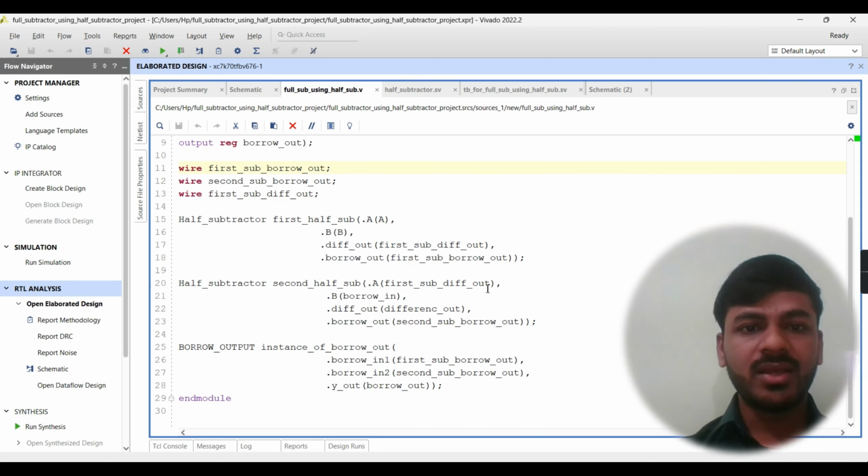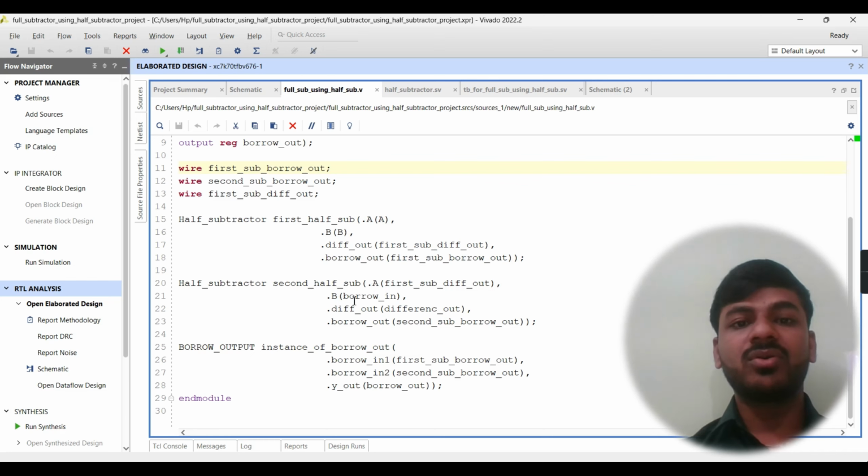Now what I'm doing, I'm assigning the first difference output of the first half subtractor to the input of the second half subtractor. So you can see my dot A is the first subtraction difference out, and my third input, that is borrow in, goes to the second input B, and here also we are getting a difference output. That is our final output.